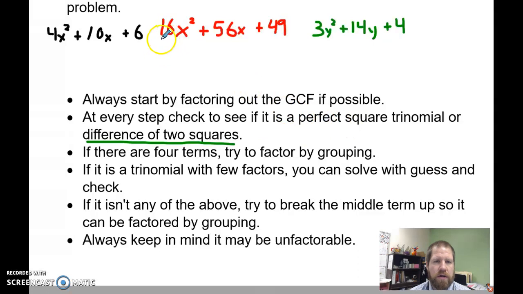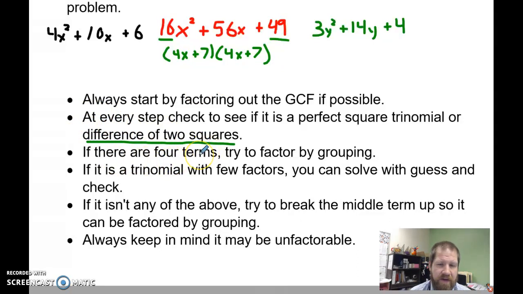For a perfect square trinomial, you're looking for perfect squares on both your first and last terms. In this case I have 16x squared and 49. Those are both perfect squares. This would be 4x and 7. So 4 times 7 times 2 should equal 56. So this will be a perfect square trinomial, and I know that I can just factor it right away with 4x plus 7 and 4x plus 7. Make sure that you're looking for those because they can save you a lot of time.